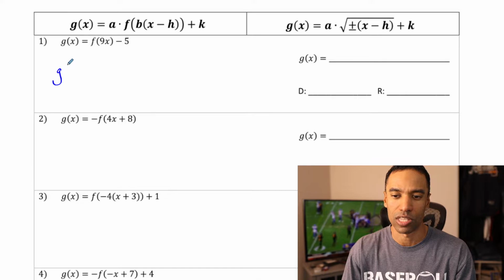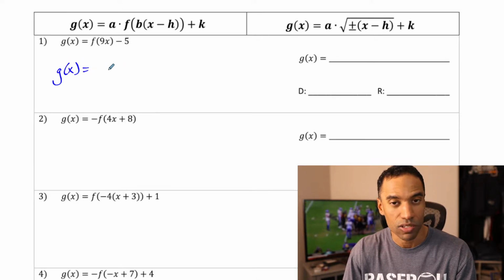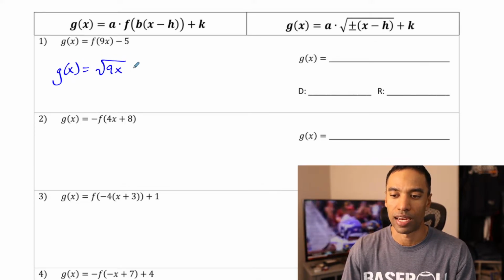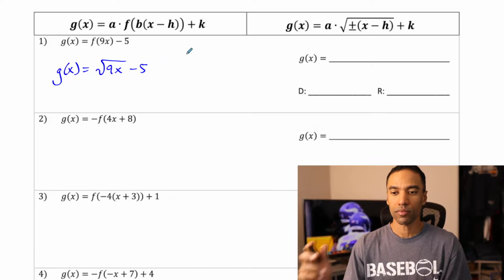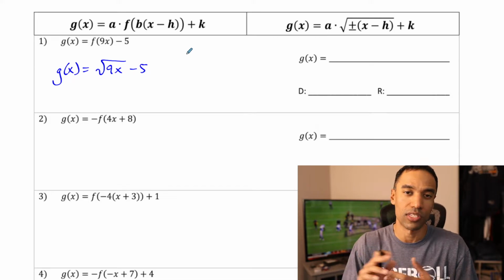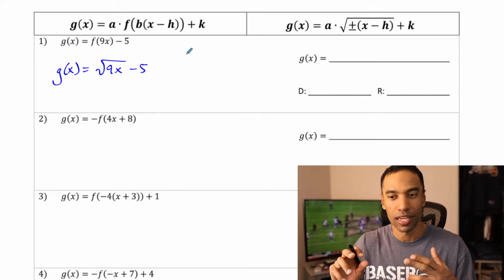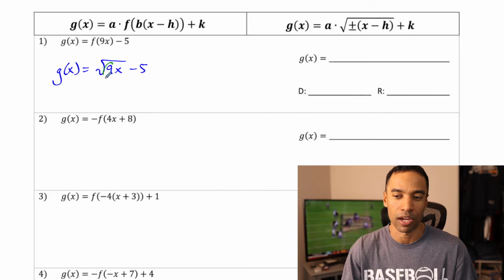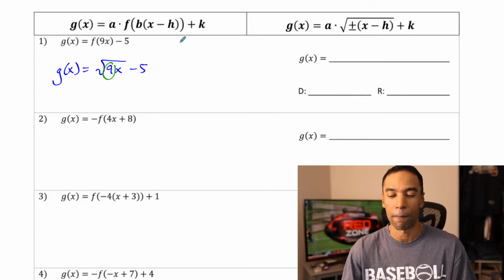If I were to rewrite this thing, remember that f of x is the square root of x. So g of x is the square root of 9x minus 5. Now I could graph this right here. And like I said, if you're new to my channel with these kinds of things using A, H, and K, in fact, B is present right here, and I'm not going to be really using B. You'll see what I'm going to talk about.